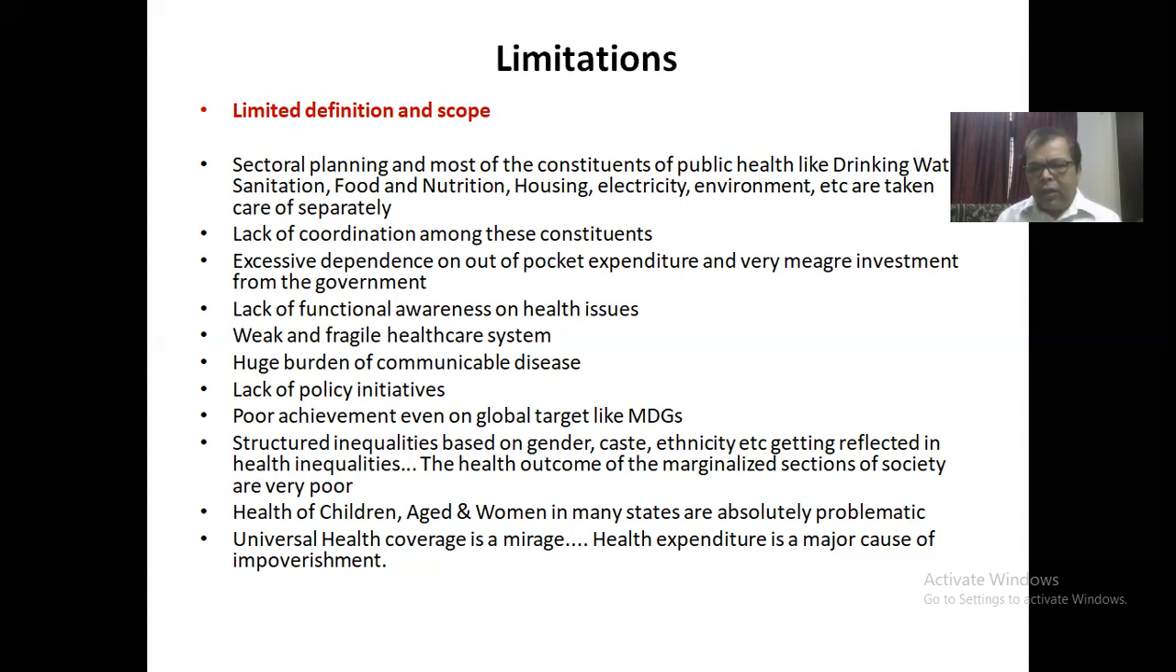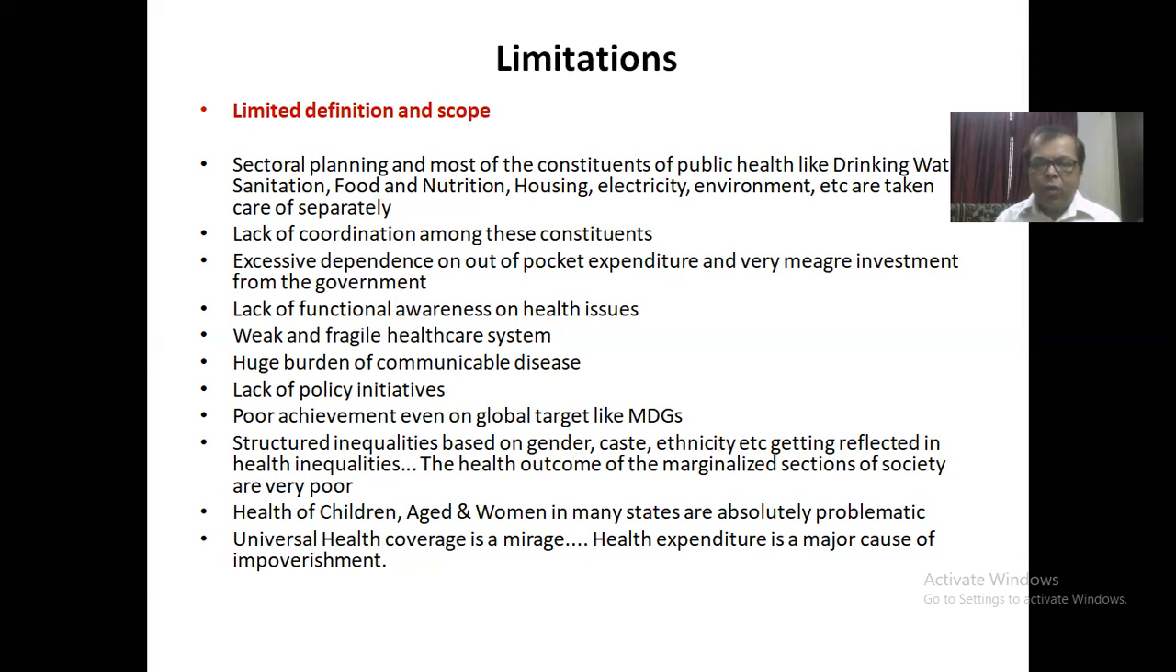What is happening is that those who are socially and economically marginalized are having the worst kind of health outcomes, which is very problematic, very disturbed. We can see that health of children, aged people, and women are actually problematic. Similarly, health of the scheduled caste and scheduled tribes and other economically and socially vulnerable groups are not very well. So this is the overall scenario related to public health in India.